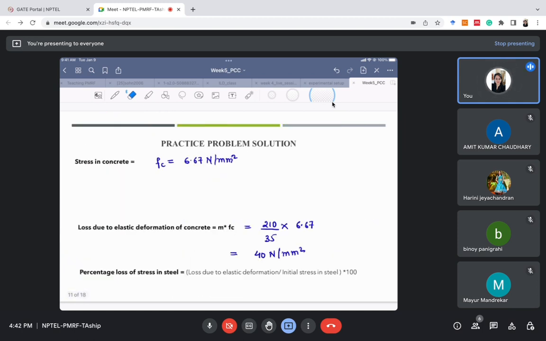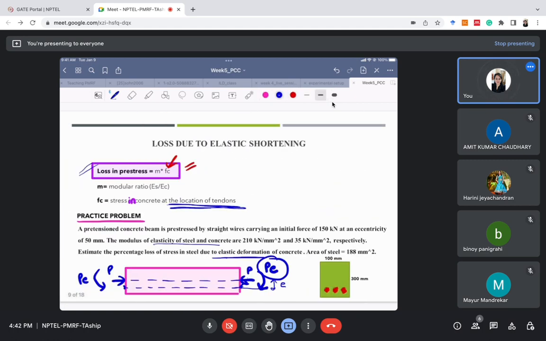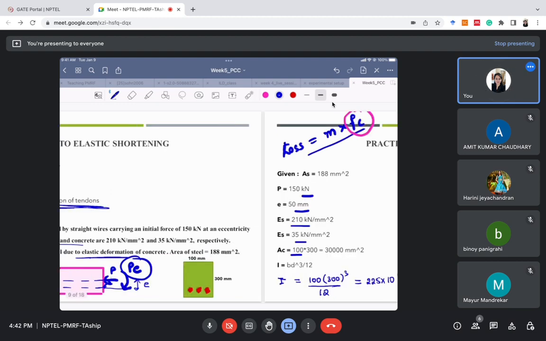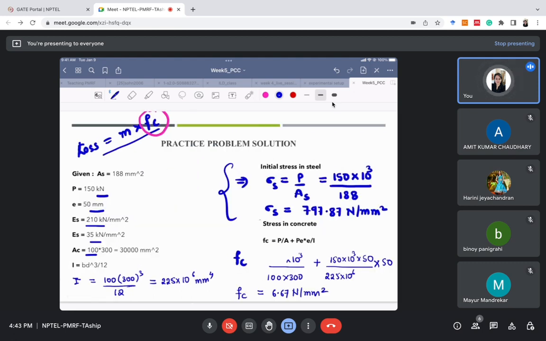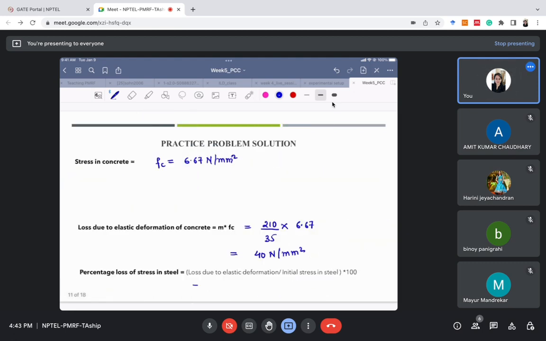for calculating the value of FC. After I've calculated the value of FC, but here they are not asking what is the loss in stress. They are asking percentage loss in stress. So how do we calculate the percentage? This loss value divided by the initial value. So that is the reason I calculated the initial stress here. So the loss value is 40.